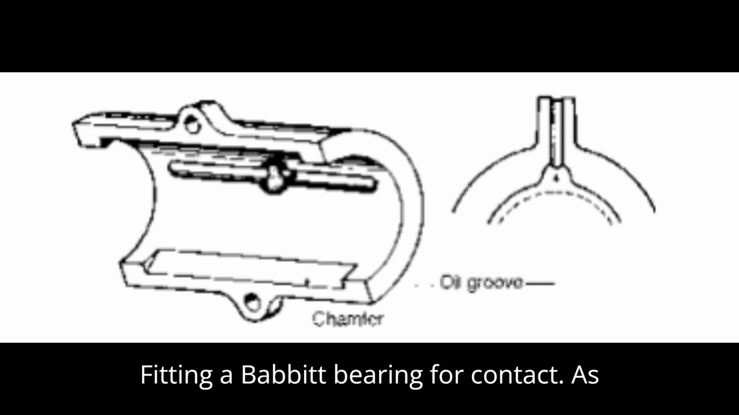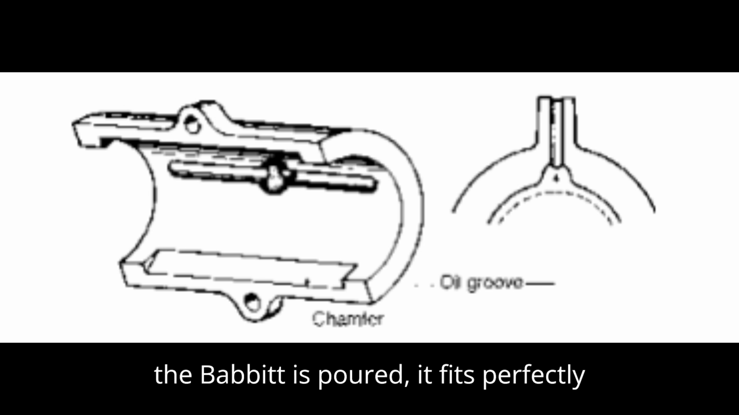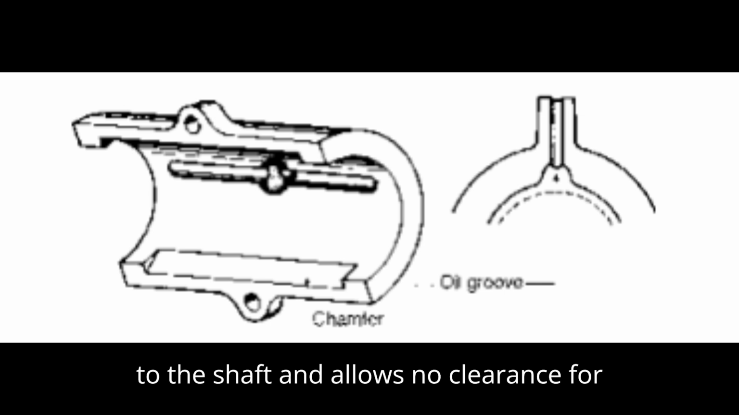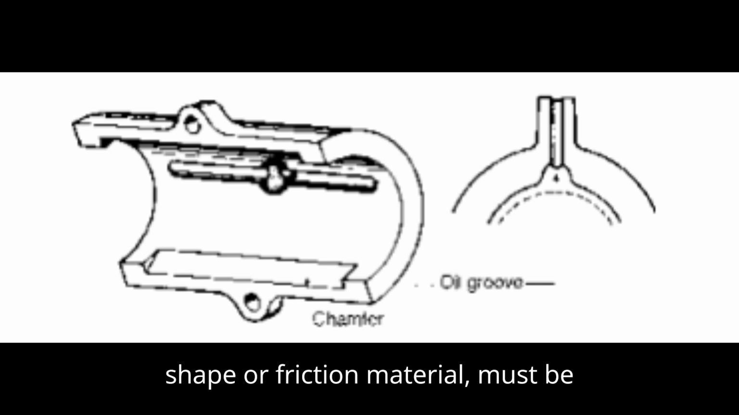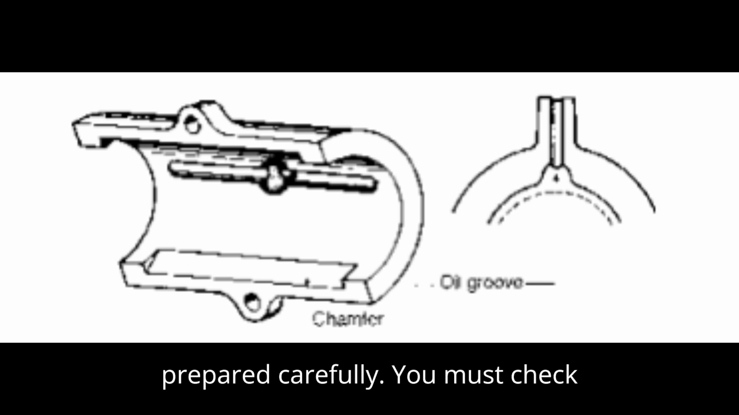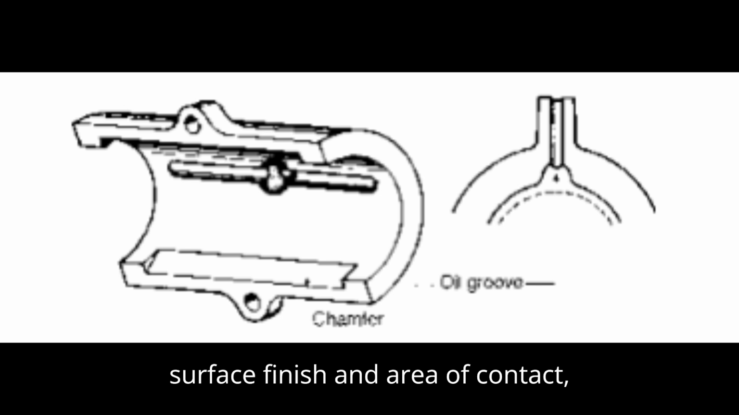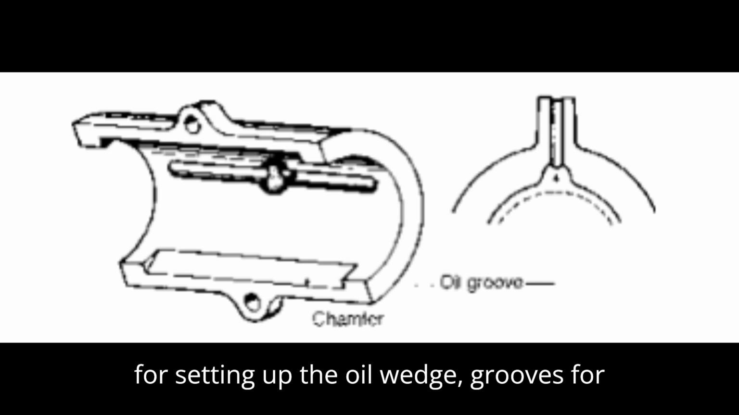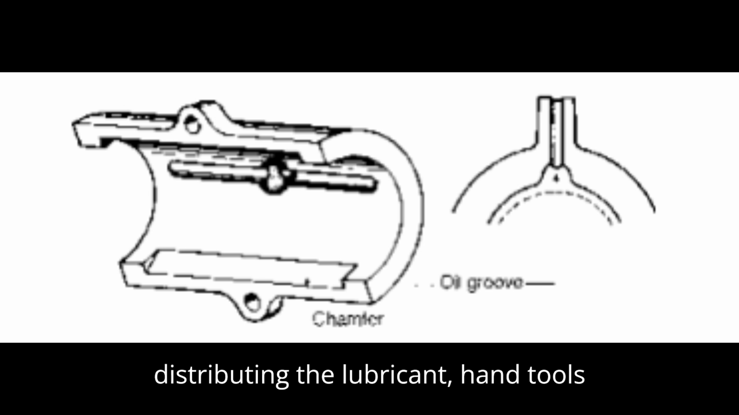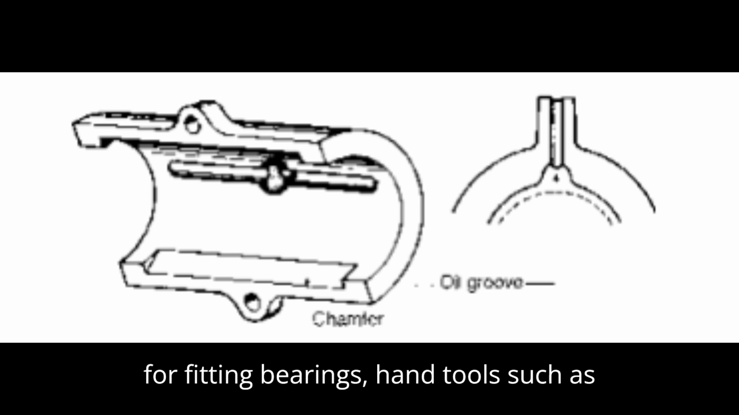Fitting a babbitt bearing for contact. As the babbitt is poured, it fits perfectly to the shaft and allows no clearance for lubricant. Any bearing, regardless of shape or friction material, must be prepared carefully. You must check surface finish and area of contact, running clearance, a lubrication entry for setting up the oil wedge, grooves for distributing the lubricant, and hand tools for fitting bearings.